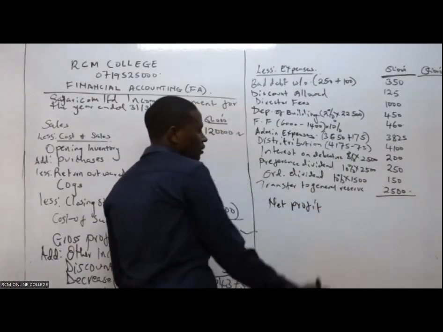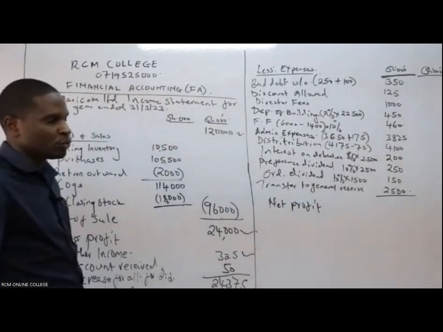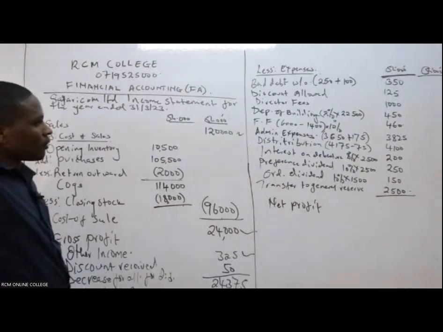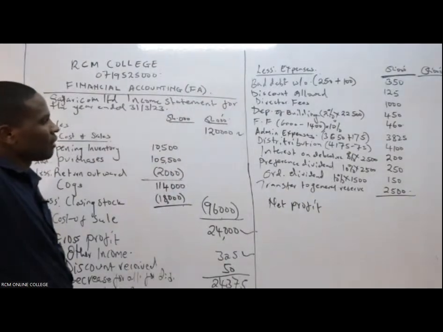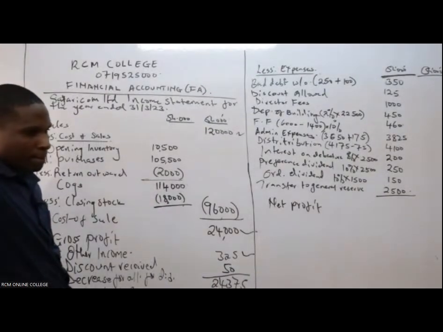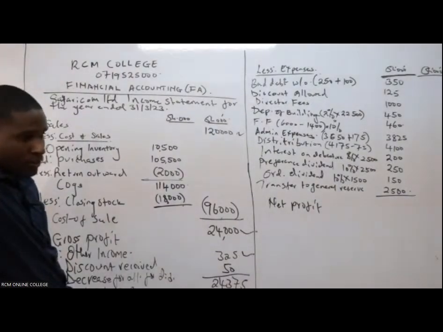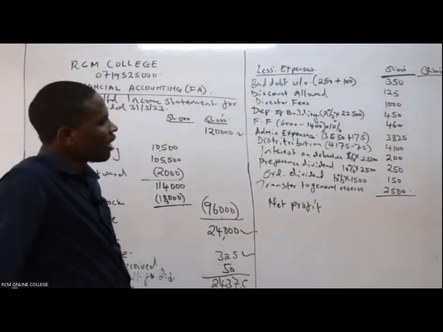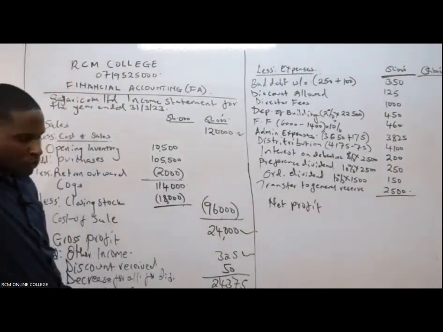What is the total expense? Somebody is doing it very fast. 350, add 125, 1000, like that, until the end. What is our total expense? Total expense is 13,160. That's according to Sharon Onyango. Now I need several individuals to give me that.